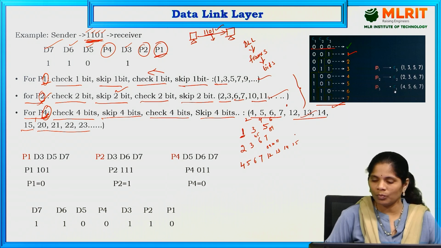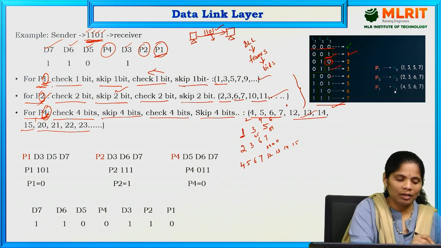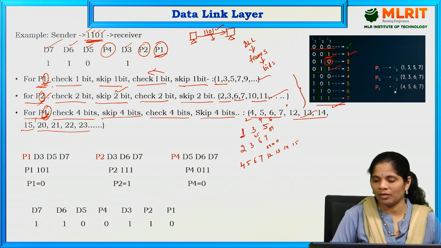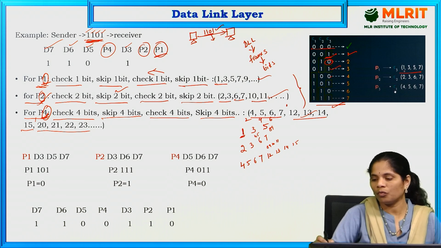How is it going to be? See here, where is the 1? After one is going, this one is going to be checked, this is skipped, this is checked, this is skipped. Like that only, for finding the P1 we wrote check 1, skip 1. Those positions are 1, 3, 5, 7. Why here did we write only 1, 3, 5, 7?